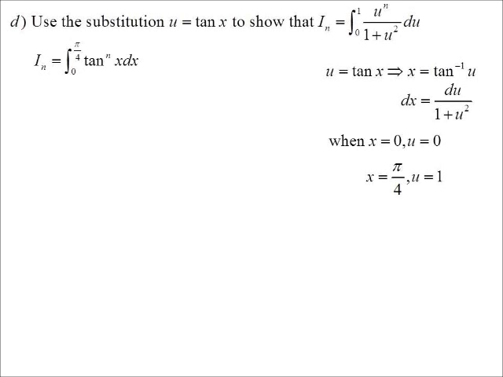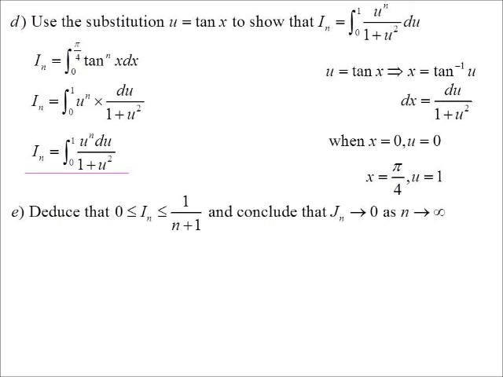So tan to the power of n becomes u to the power of n. I'll just substitute in for dx. That's du on 1 plus u squared. And there's my answer. I've got it straight away. So I guess my little trick there was, instead of working out what du was and trying to manipulate it, I made x the subject and said, no, I'll just substitute straight in for dx. Okay, so that was part D.